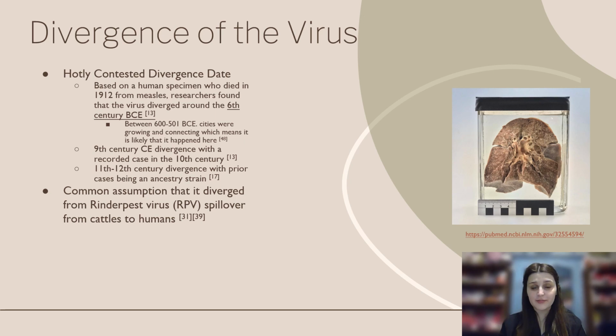So the divergence of the measles virus is actually greatly contested by researchers. Current research, featured to the right, has placed a divergence around the 6th century BCE. This is the earliest it could have occurred, as cities were growing and connecting, leading to a large enough human populace. However, others believe that there is a 9th century or even 11th to 12th century divergence, with prior recording of similar symptoms due to ancestor strains.